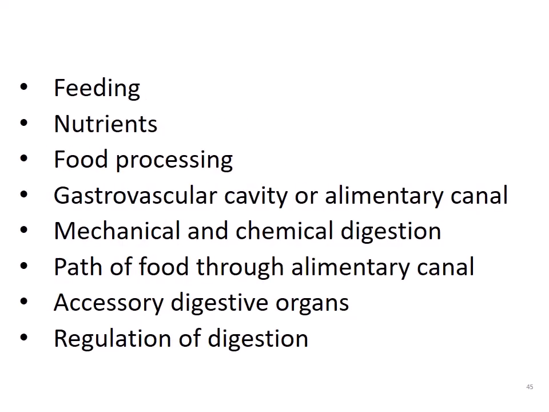All right, that's it. We made it through chapter 33. So we talked about feeding and nutrients and food processing. I think feeding and food processing are relatively straightforward. Nutrients, I think, are also relatively straightforward. We talked about gastrovascular cavity and alimentary canal. Remember, gastrovascular cavity, one opening, so like a cnidarian has a gastrovascular cavity, and then we have an alimentary canal where we have two separate openings.